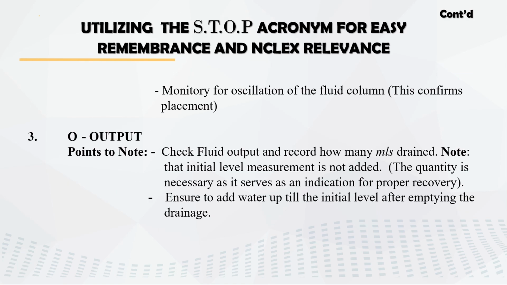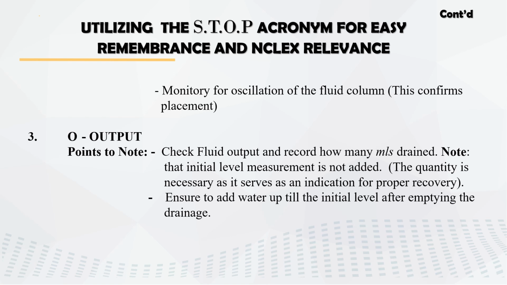There is also monitoring for oscillation of the fluid column. So how we do this is to tell the patient to breathe in and breathe out. So when the patient breathes in, takes in breath, inhalation and exhalation, we are going to see a kind of oscillation on the tube, and that indicates that the tube is correctly placed.